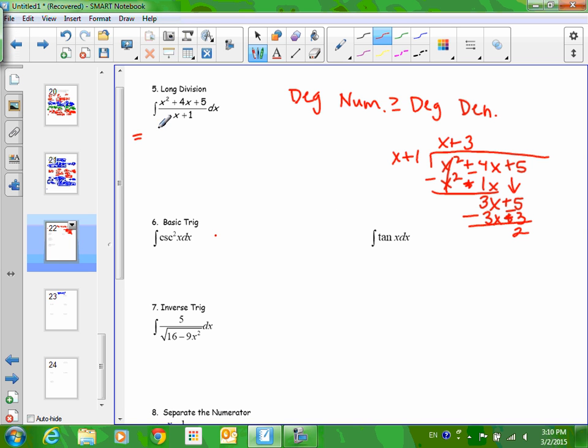So what that does in this problem is it allows us to have a mixed integral, x plus 3, and then our remainder was 2, so I put that over x plus 1. If you got -2, you would go minus, or you could go plus negative. That would be okay. Either way.